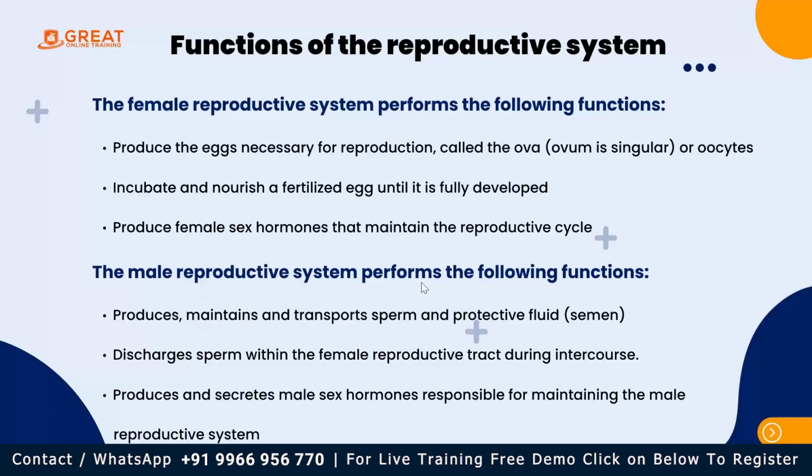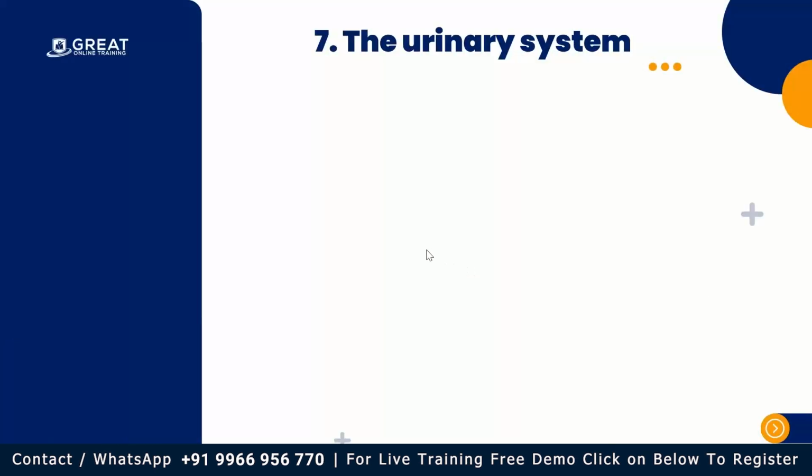And the male reproductive system performs the following functions. It produces, maintains and transports sperm and protective fluid. The protective fluid is called semen. It discharges sperm within the female reproductive tract during intercourse, and produces and secretes the male sex hormone responsible for maintaining the male reproductive system. Next is the urinary system.